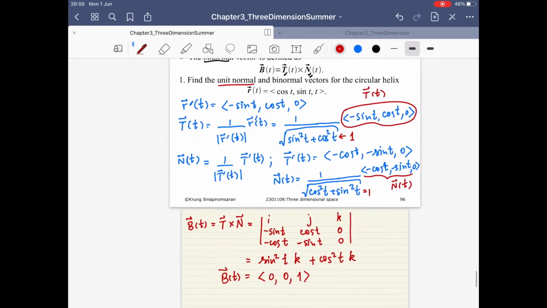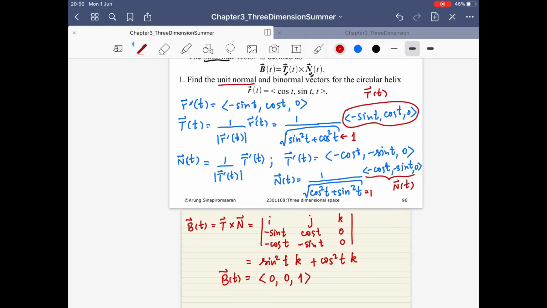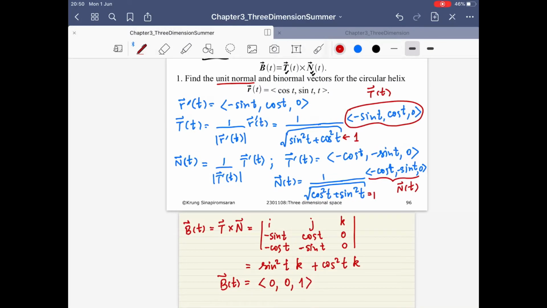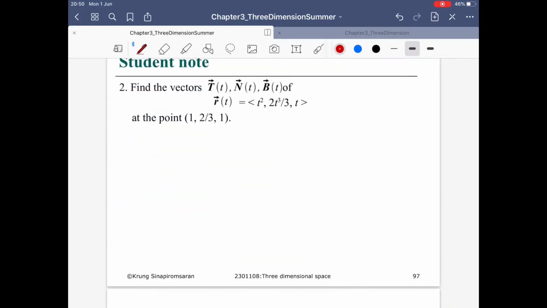Again, this one is a simple problem. Don't expect to have this kind of simple thing. All right, so let us continue.